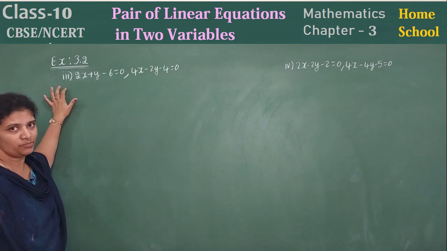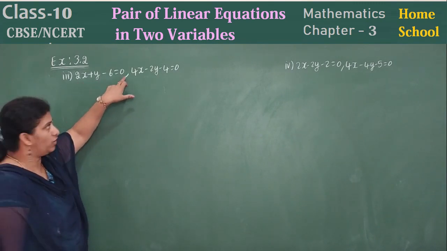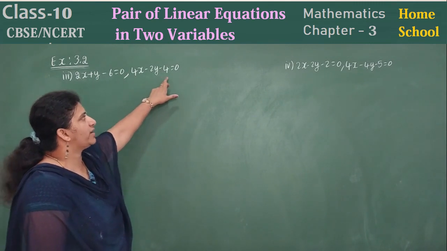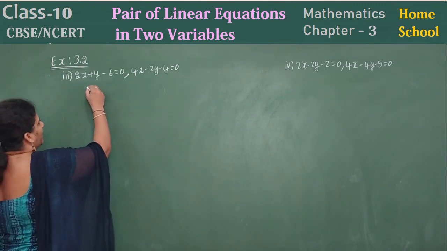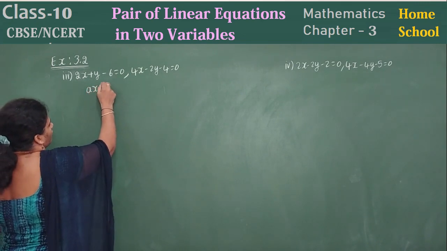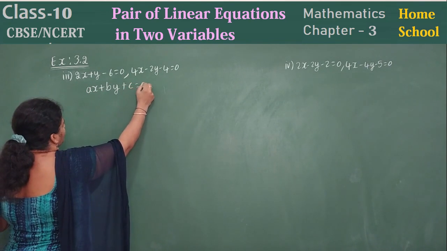So let's see the third problem here. 2x plus y minus 6 equal to 0. 4x minus 2y minus 4 equal to 0. So now let's start comparing with the standard form of the linear equation in two variables.